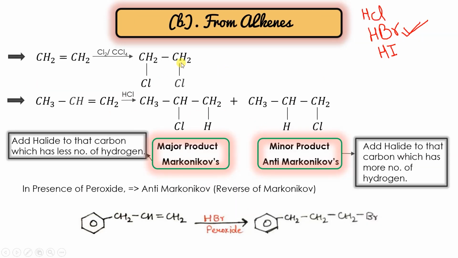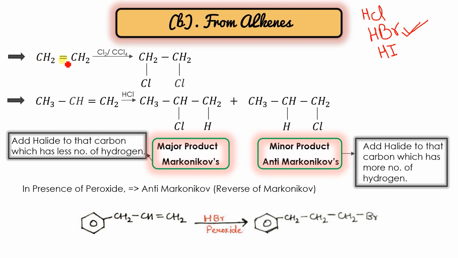So from the alkene we are going to prepare the haloalkanes. The alkene, whatever it is, I have used ethene. You can use propene, butene, any alkene. When this reacts with chlorine in presence of CCl4, this gives the addition product. Got it? So what will happen? Wherever the double bond is there, the chlorine, the halogen group, will be attached.